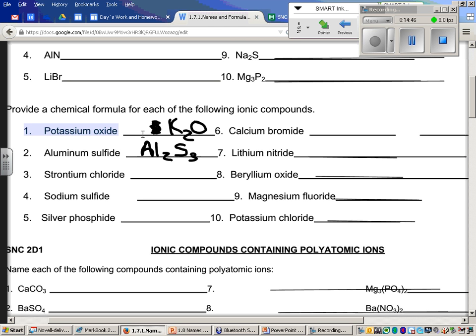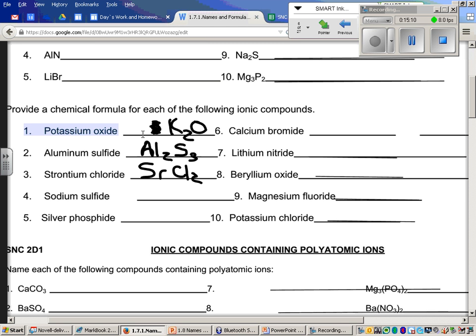What do we have for strontium chloride? Kayla, what do you got? SrCl2. Is strontium in group 2? It is. Correct. I was just checking because I don't have them memorized. Yep, strontium's in group 2. Nice job.